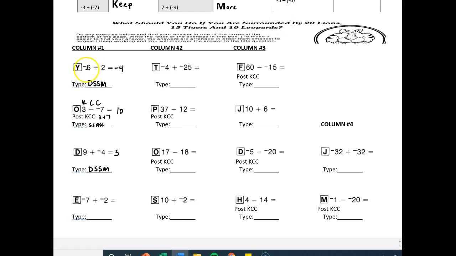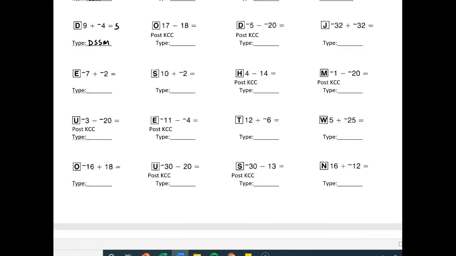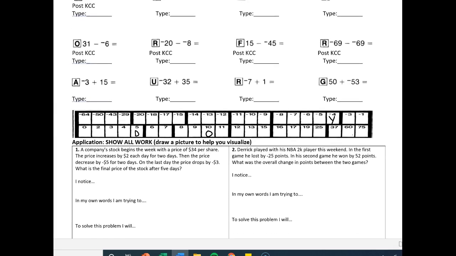So in here we have a negative 6 plus 2, that's DSSM. So then you're going to follow the directions that DSSM tells us, which is to subtract 6 minus 2, which is 4, but I have more negatives, so that's why it's negative 4. And then you're going to find negative 4 on the back, and you're going to put Y there, all right?